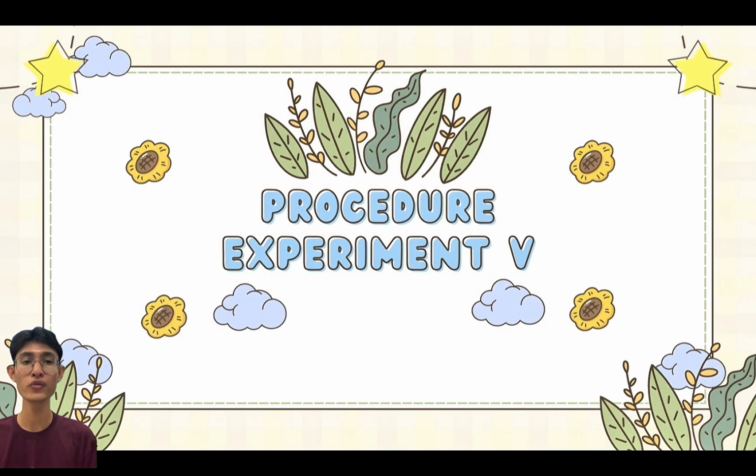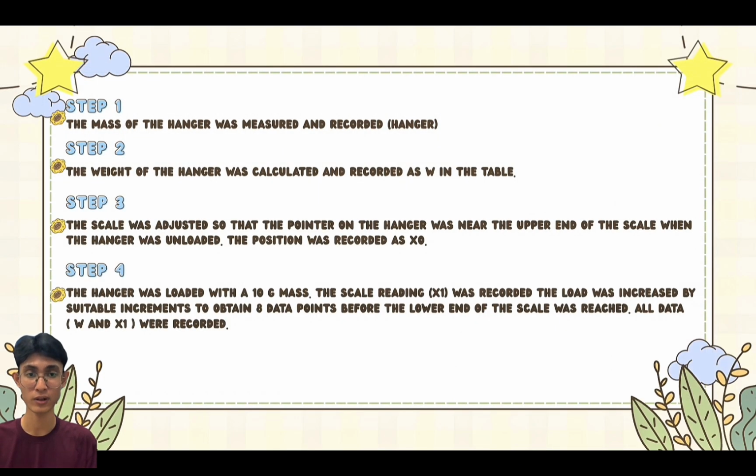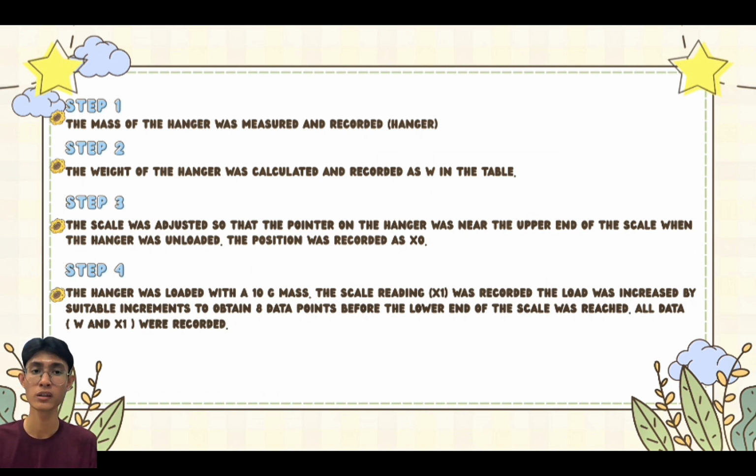Now, we move to the procedure of experiment 5. Step 1. The mass of the hanger was measured and recorded. Step 2. The weight of the hanger was calculated and recorded as W in the table. Step 3. The scale was adjusted so that the pointer on the hanger was near the upper end of the scale when the hanger was unloaded. The position was recorded as X0.